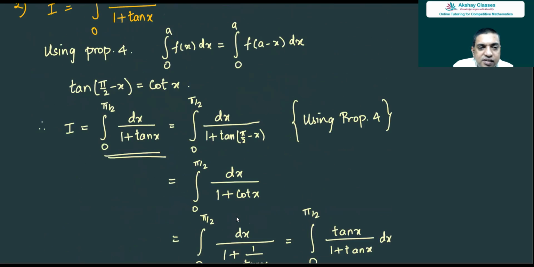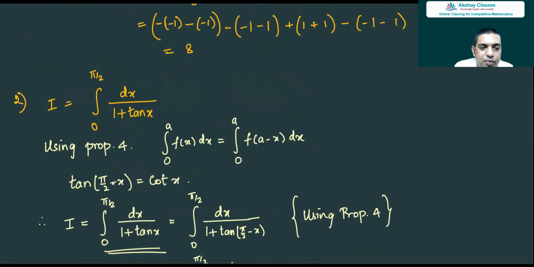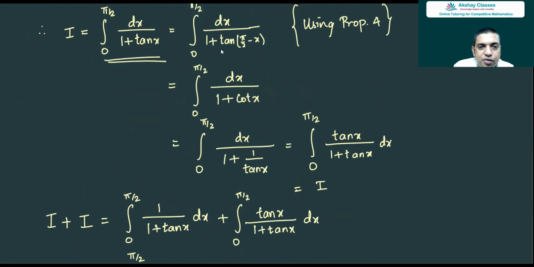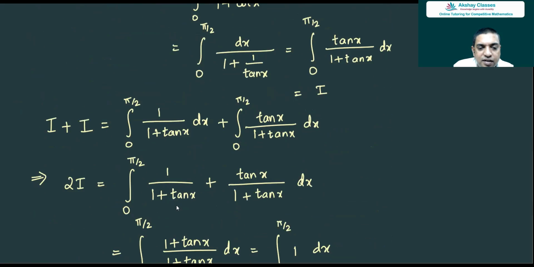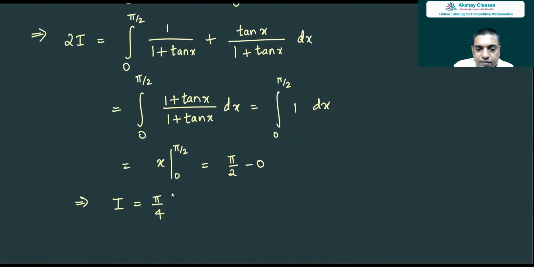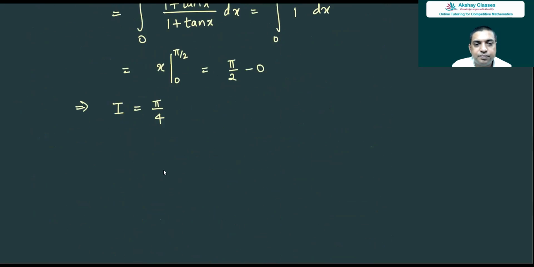Got it? Look at this again. We are using property 4. Integral 0 to a f of x dx is same as integral 0 to a f of a minus x dx. We applied that, simplified that, summed it up, and solved the integral. Okay.